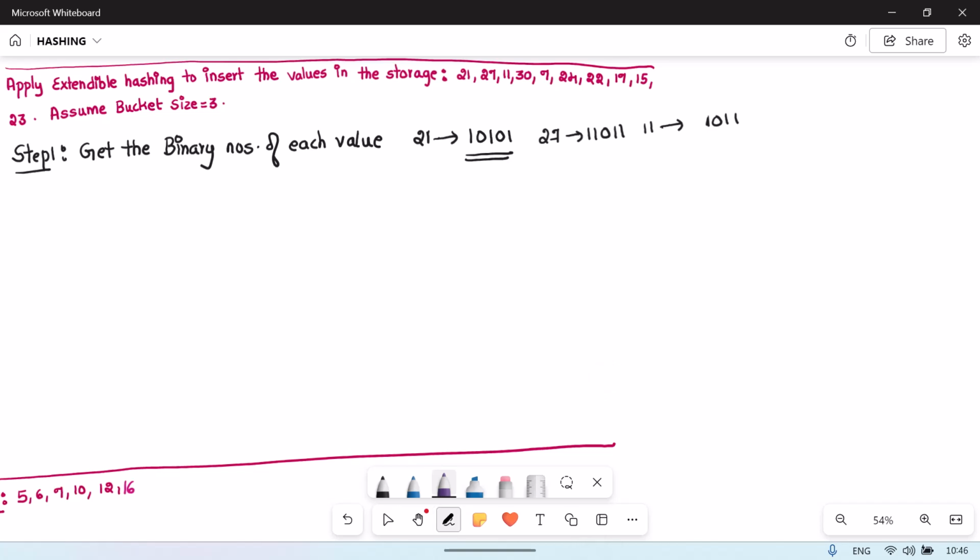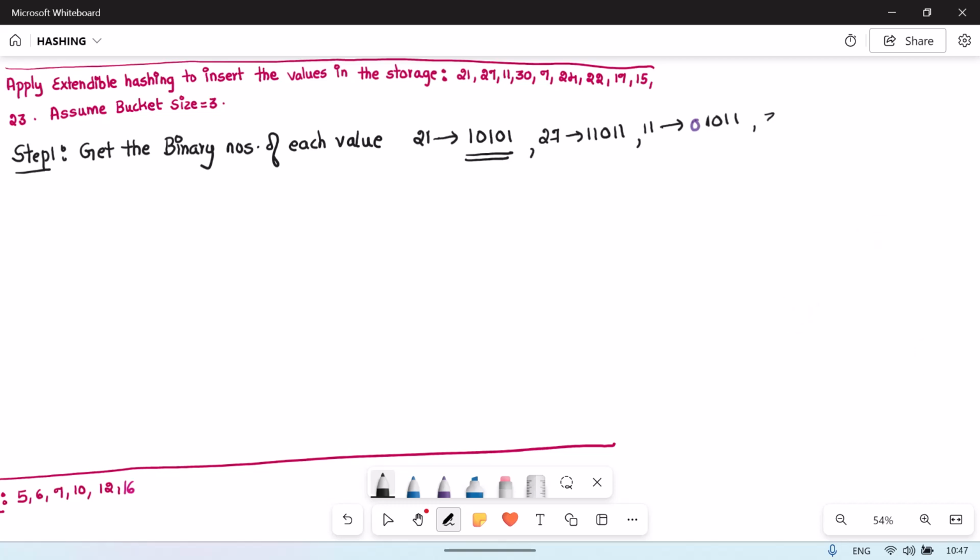But the idea here is, look at all the other digits. 21, the binary number, has 5 digits. See, 1, 2, 3, 4, and 5. Here we have only 1, 2, 3, 4 digits. So you will convert that into 5 digits. So I'll add one extra 0 over here. Okay, we'll make all the binary numbers have equal digits. Likewise, 11 is done.